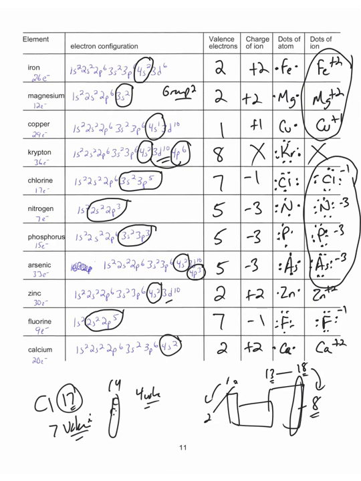Zinc, again, the 3D is part of the 3rd floor, not the 4th floor, so it only has 2 valence electrons. Calcium also has only 2. 4s is the highest energy level. The 1st, 2nd, and 3rd are lower levels. With 2 valence electrons, they tend to want to lose 2. And chlorine, again, has 7 valence electrons. It's in group 17, just like fluorine is, and therefore only needs 1 more electron to get to 8 and form an ion with a -1 charge.